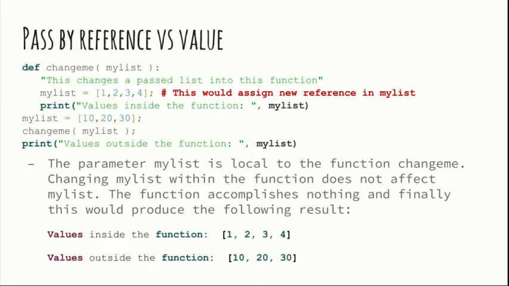The function accomplishes nothing, and finally this would produce the following result. Value inside the function: 1, 2, 3, 4. Value outside the function: 10, 20 and 30.